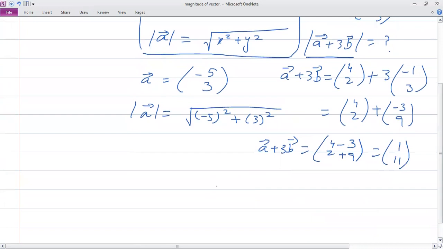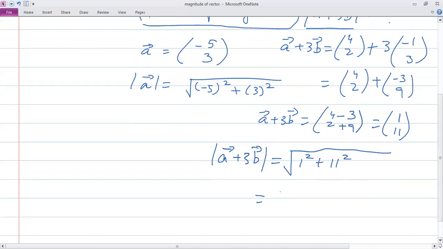So how will we find the magnitude? The magnitude of A plus 3B will be the square root of 1 square plus 11 square. So it will become 1 plus 121, which is the square root of 122. So this will be the way to find the magnitude. This is a very easy work.